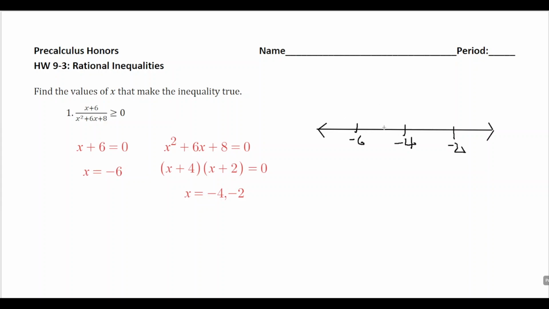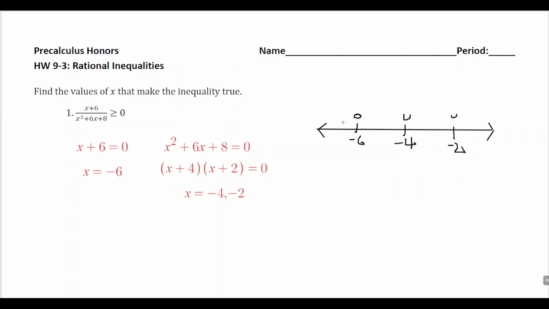And I'm going to also make a little note on whether these are going to be places where the function is 0 versus being undefined. So like the x-intercept at -6, the value of the function is 0. At -4 and -2, the function is undefined. So I'm just going to make a little mark here, like a 0 or a U for undefined.